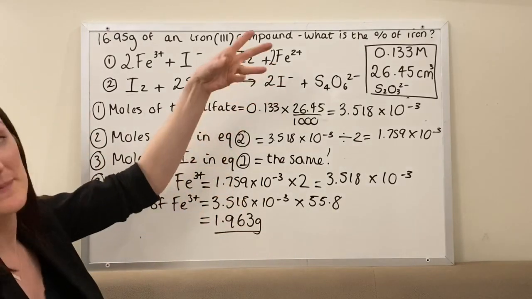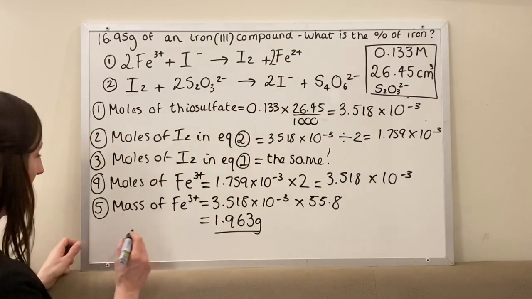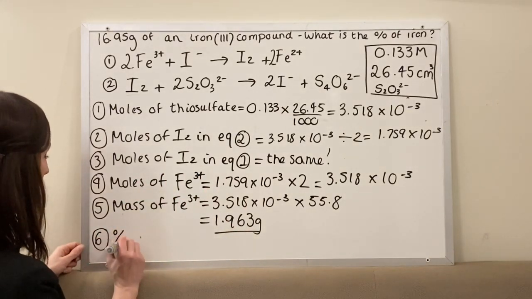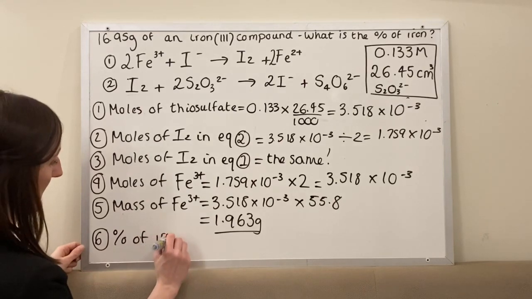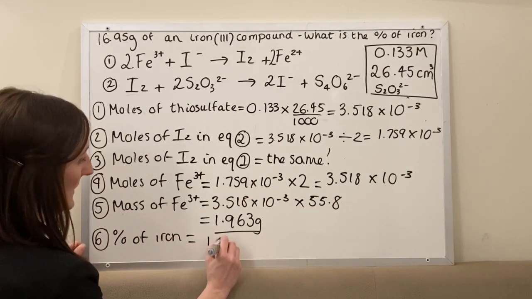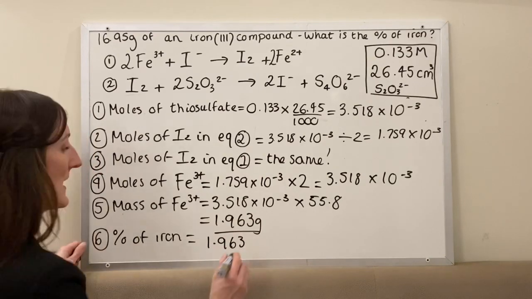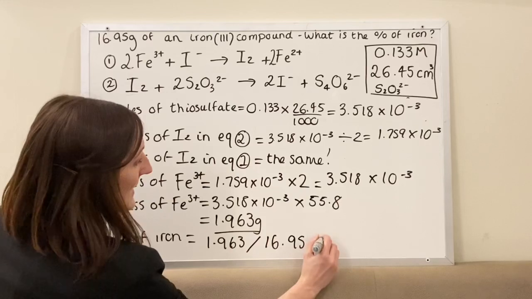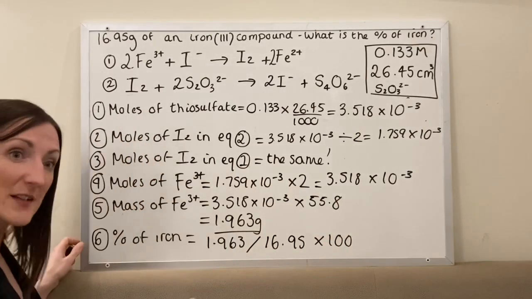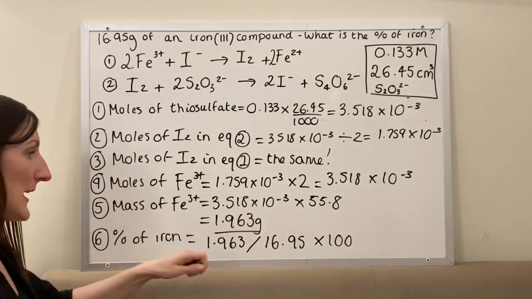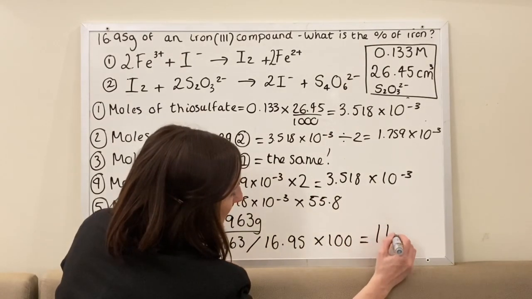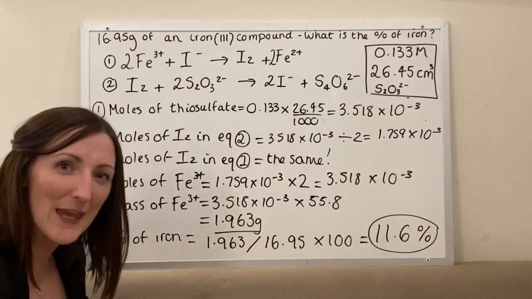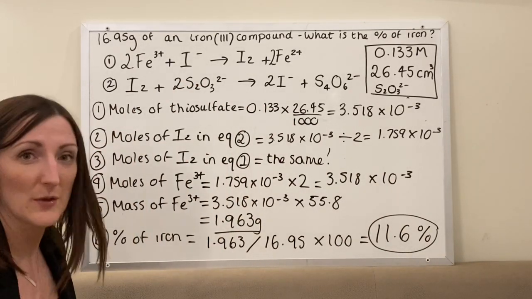Step 6 is finally answering the question. My percentage of iron in the sample is 1.963 out of a possible 16.95 grams, and I times that by 100 to get it into a percentage. It ends up being 11.6%. So that's how you do that question.